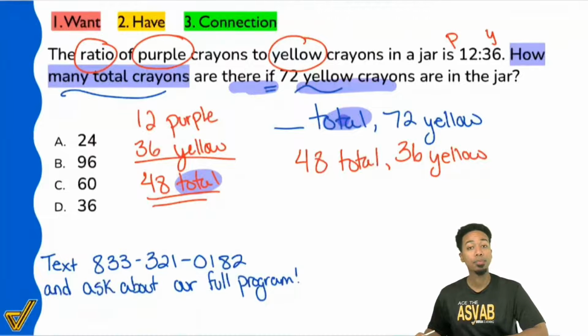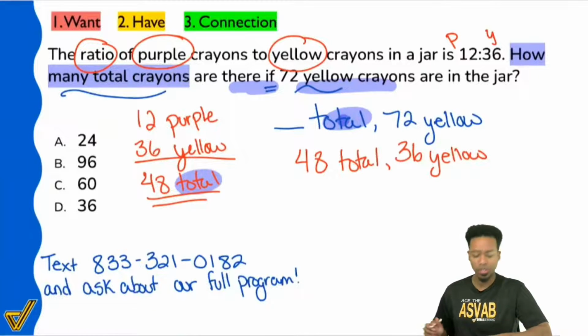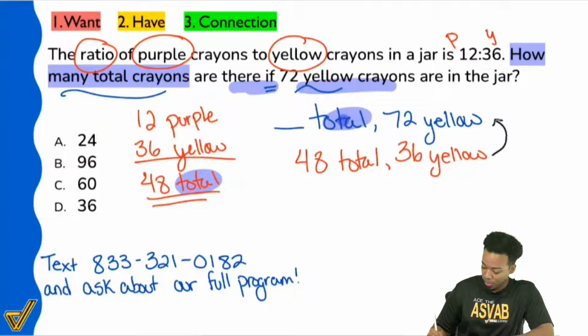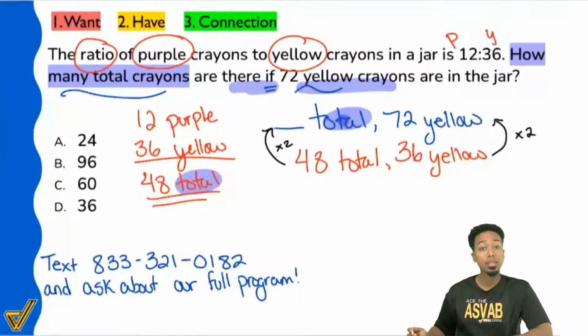Now we're set. And just like one of the previous questions that we did, we actually have a very convenient situation. We have 36 to 72, that's times 2. So the answer is going to be 48 times 2. That's one way to see it.